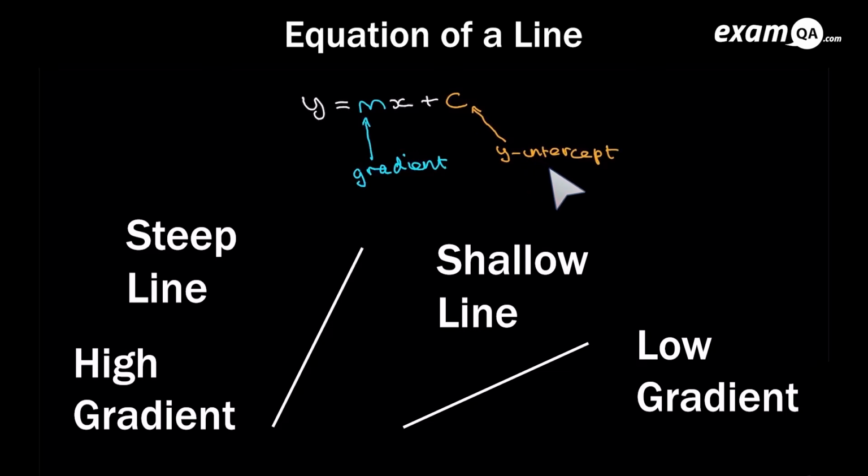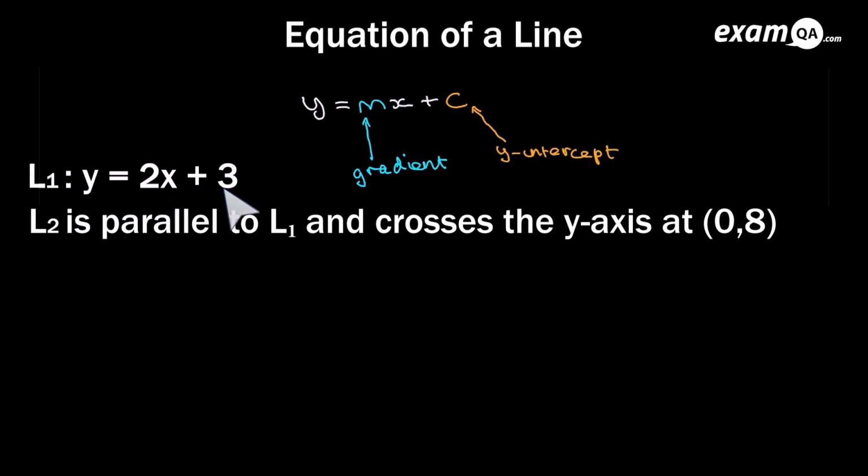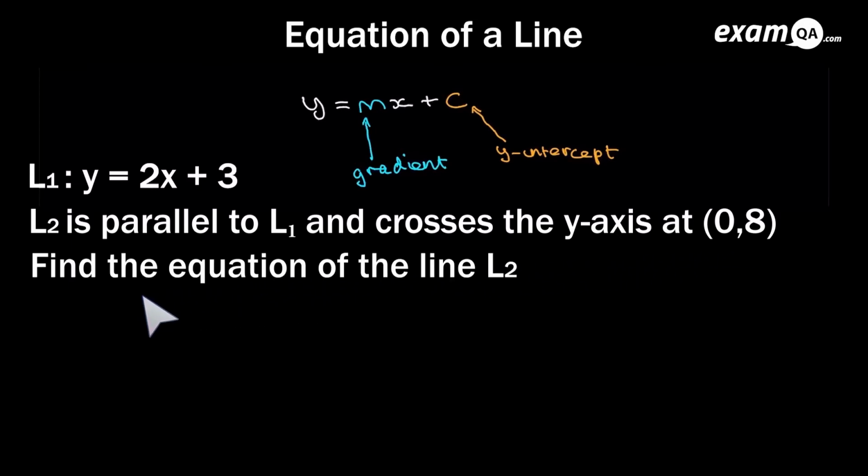So let's start off by looking at a simple question. It says L1 is the line y equals 2x plus 3. And it tells us that L2 is parallel to L1, and that L2 passes through the point (0, 8) on the y-axis. And it wants us to work out the equation of L2.